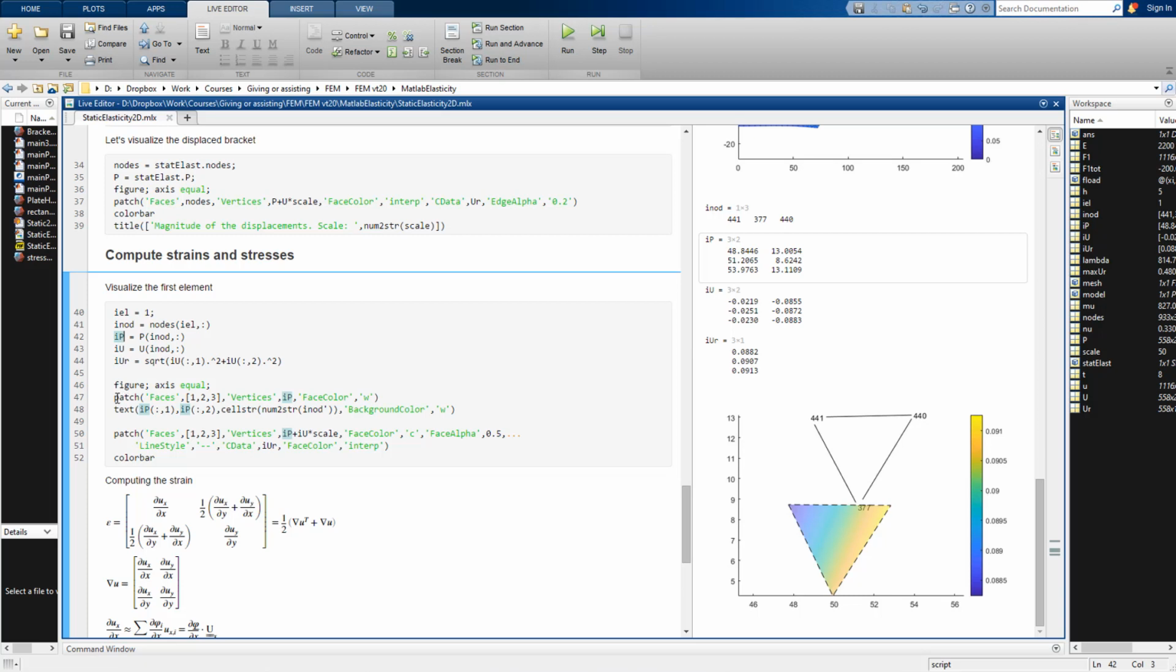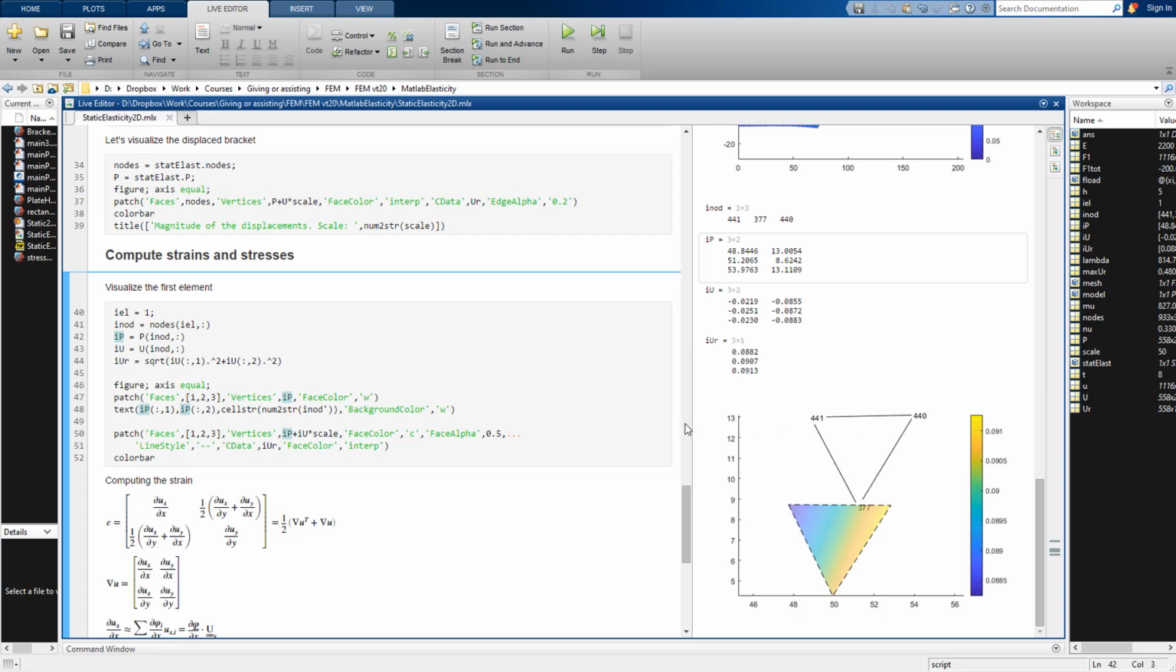So basically I'm doing the patch function here. I'm writing faces, and I have the first element. The local coordinates are just going to be 1, 2, 3, and the vertices are contained in IP. And I set the face color to white. So this is my first element here in my coordinate system. And then I also set text, so I'm writing these text boxes here to show that these coordinates are indeed these node numbers. Alright, so far so good. So we have a visualization of this small element.